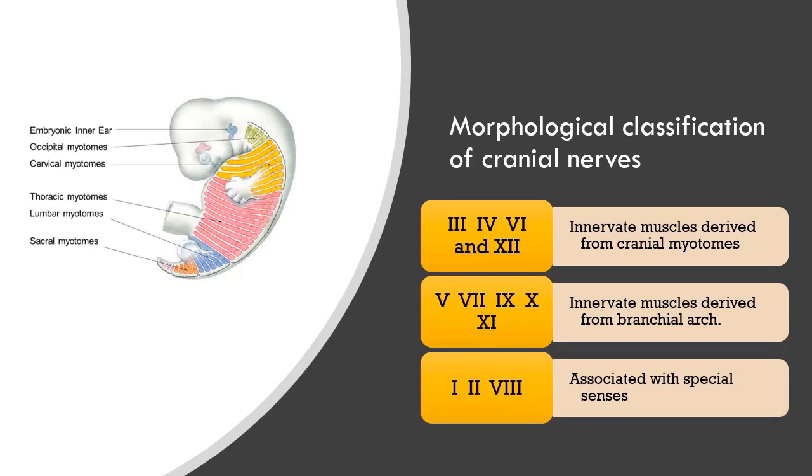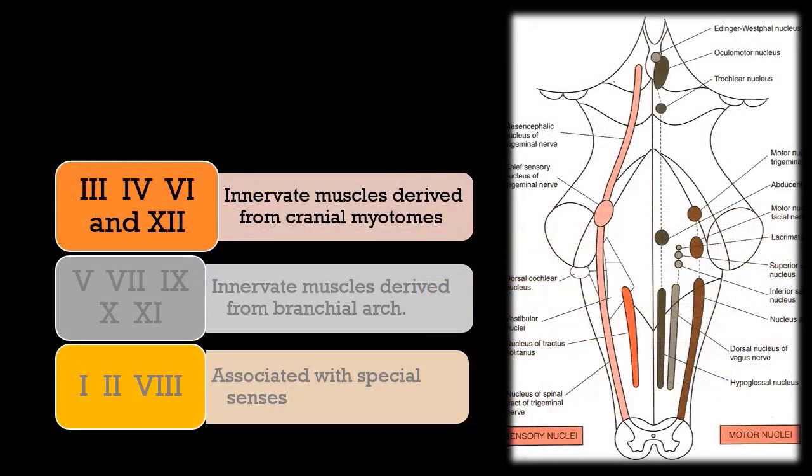How are these morphologically classified? To understand this, we have to look at the location of nuclei of all these nerves in brainstem. Let us observe. This is brainstem showing nuclei of different cranial nerves. Observe here, this is oculomotor nerve nucleus, trochlear nerve nucleus, abducent nerve, and hypoglossal nerve.